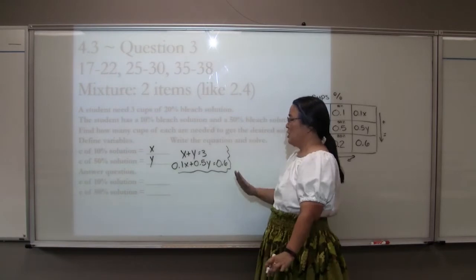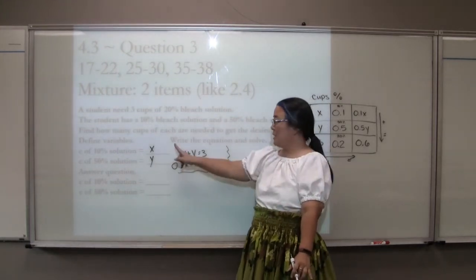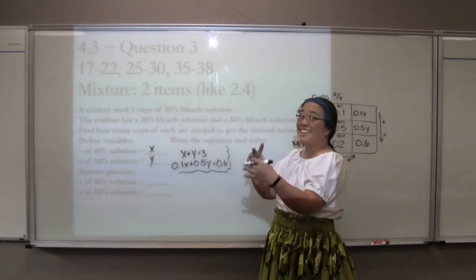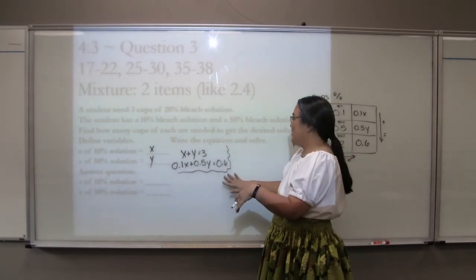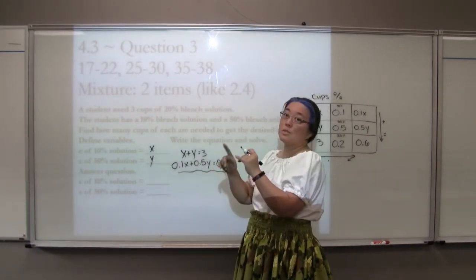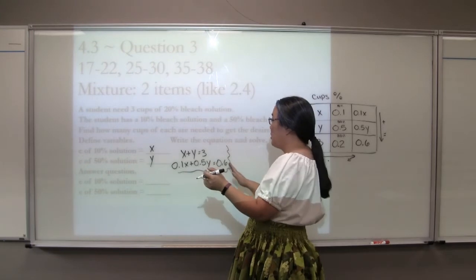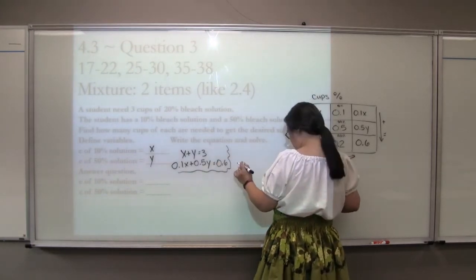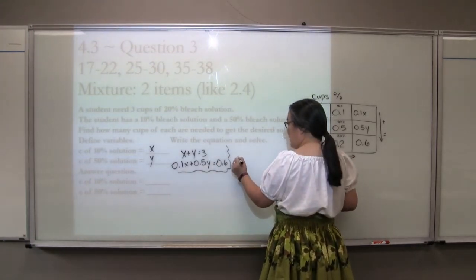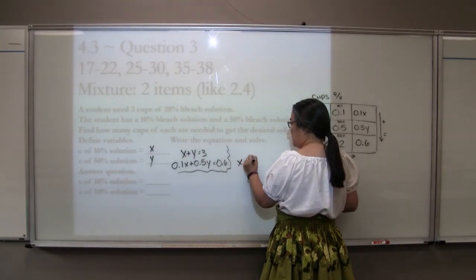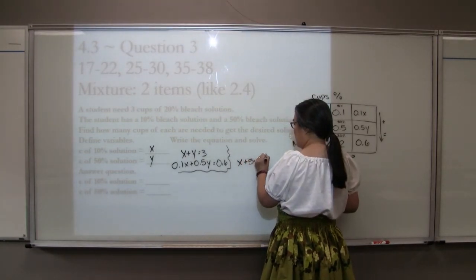Just like in Chapter 2, I'm putting a wiggly box around this because the variables and the equation, that's half credit. Now, I notice these decimals. I want to get rid of the decimals. I'm going to multiply everything by 10. So, that will give me x plus 5y equals 6.